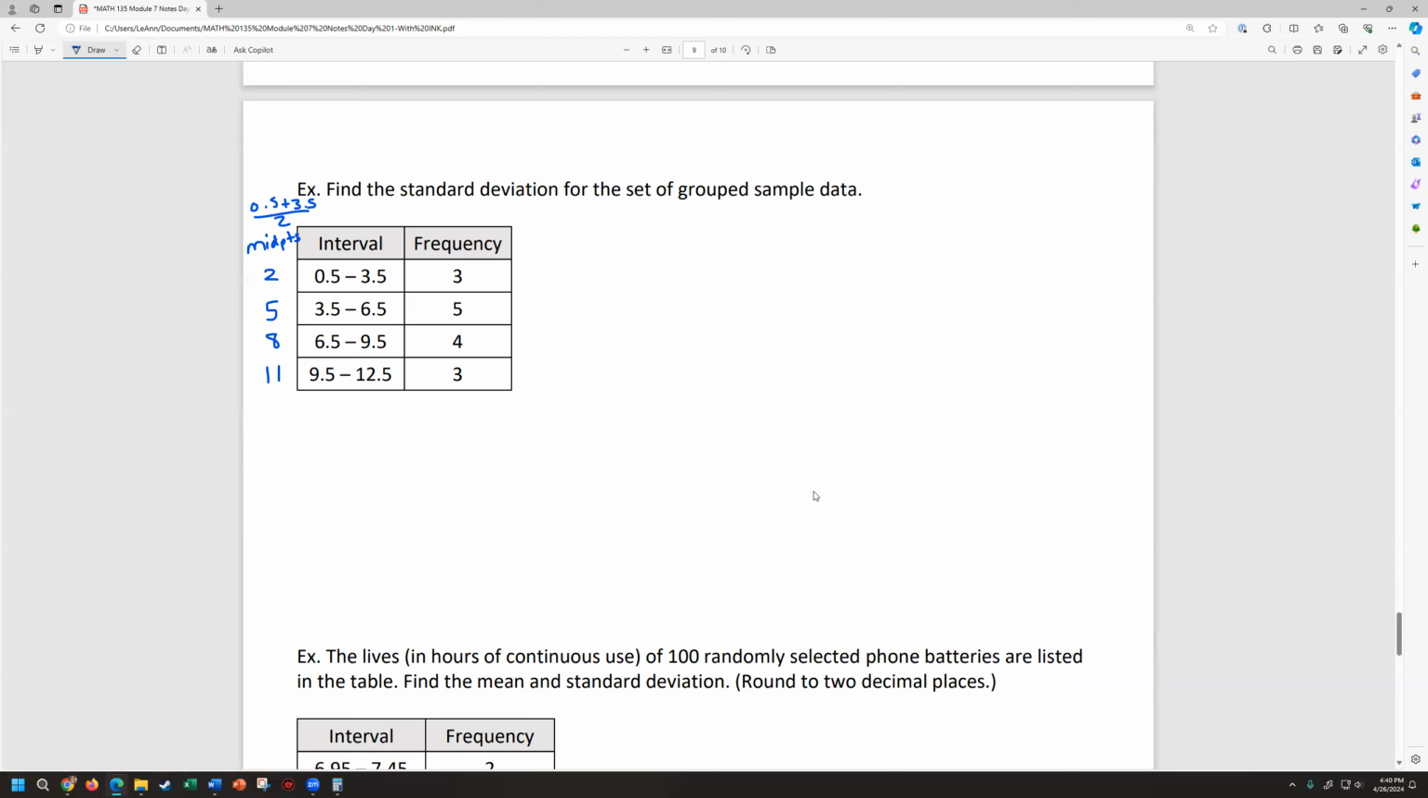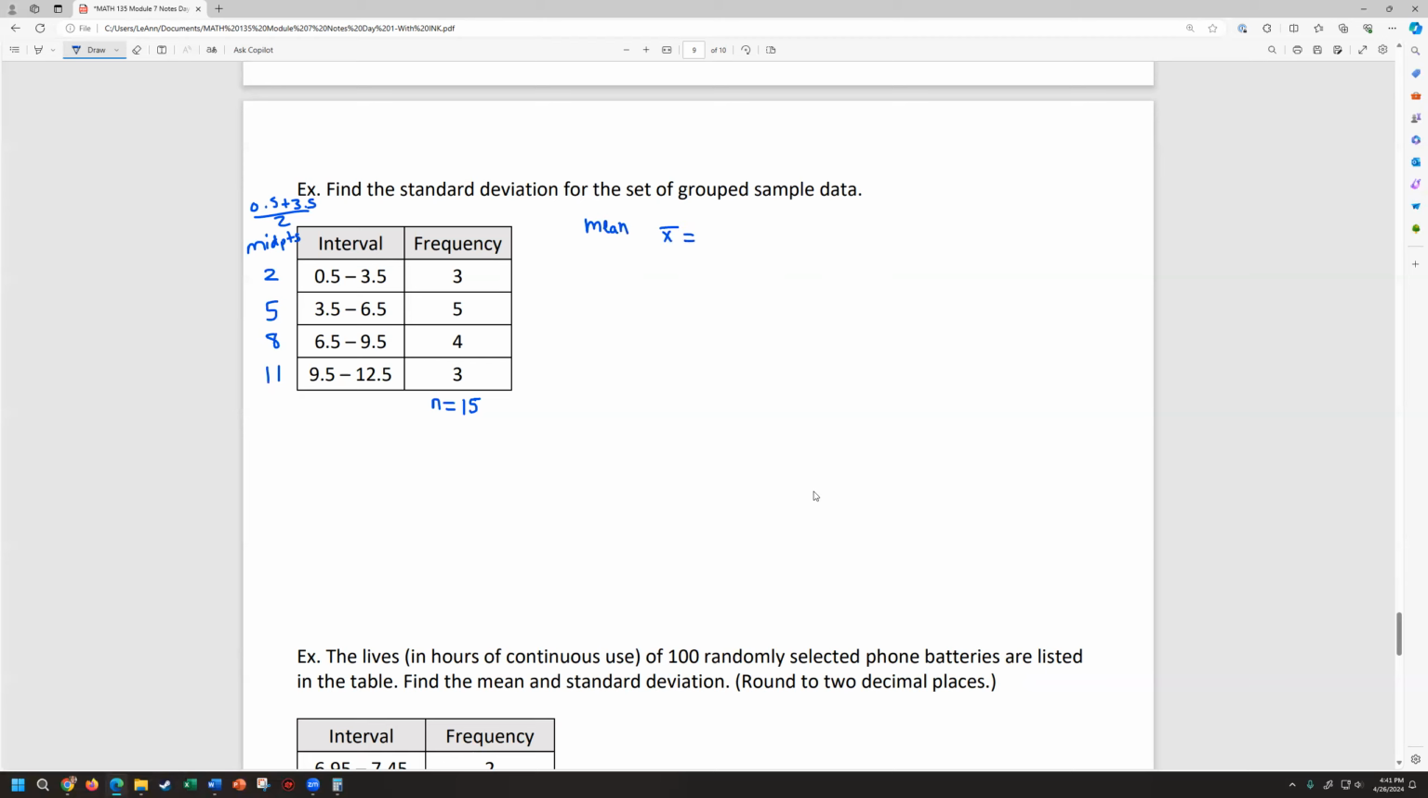Now, you also need to know your total frequency when you do anything with standard deviation or mean when you're doing grouped data. So we have to add this up. So that's 8 plus 4 is 12, plus 3 more is 15. So there's 15 items total if we had the list of data in front of us. So anytime you're doing standard deviation, you have to start with the mean first.